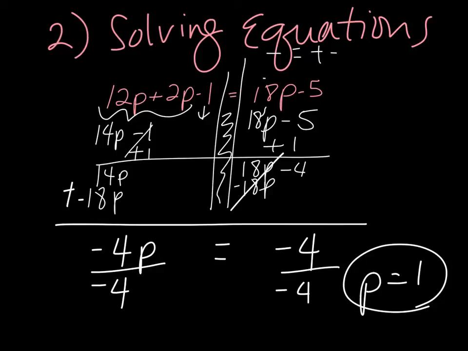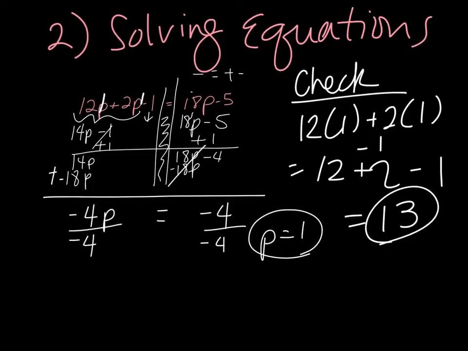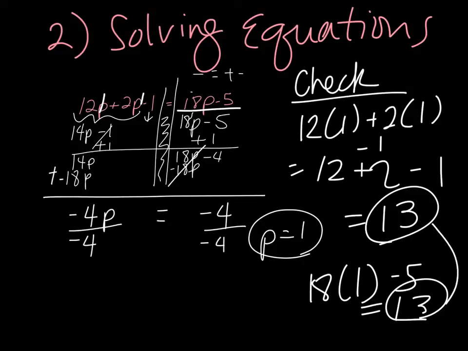Okay, so I want you to be in the process of doing that. So I'm going to check it real quick. I'm going to put 1 in for my P's on the left side. So then if I put 1 here, I get 12 plus 12 minus 1, and that is 13. And then let's put in 1 for the other side. 18 times 1 minus 5. 18 minus 5 is 13. So that's correct. So my answer is P equals 1.